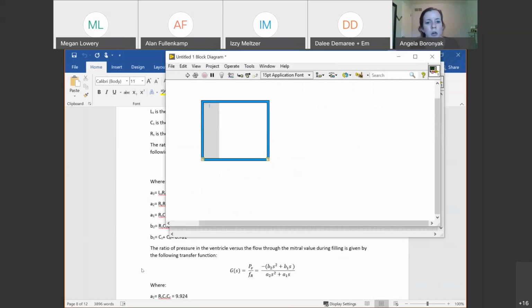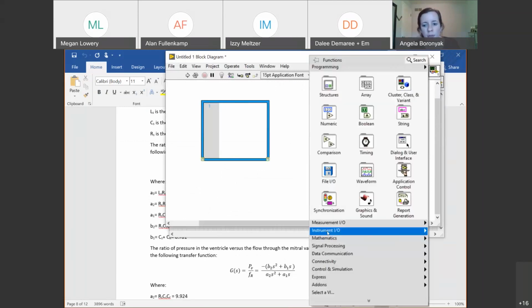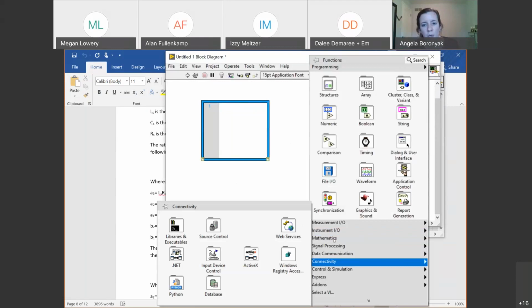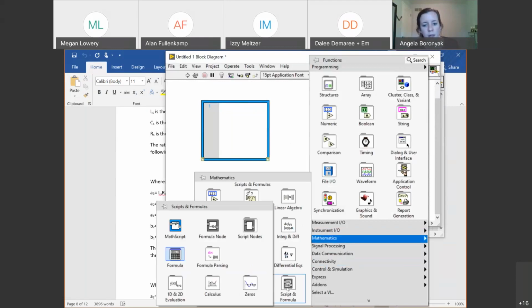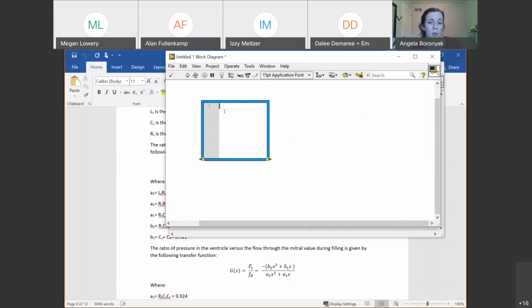One thing we're going to start is we're going to program this with a MathScript node. If you don't have that already, when you right click on your block diagram, you want Mathematics, Script and Formula, and then MathScript. And like our other loops, you have to click and drag to give yourself space. Why we are going to use MathScript: it basically allows you to code like you are in MATLAB.